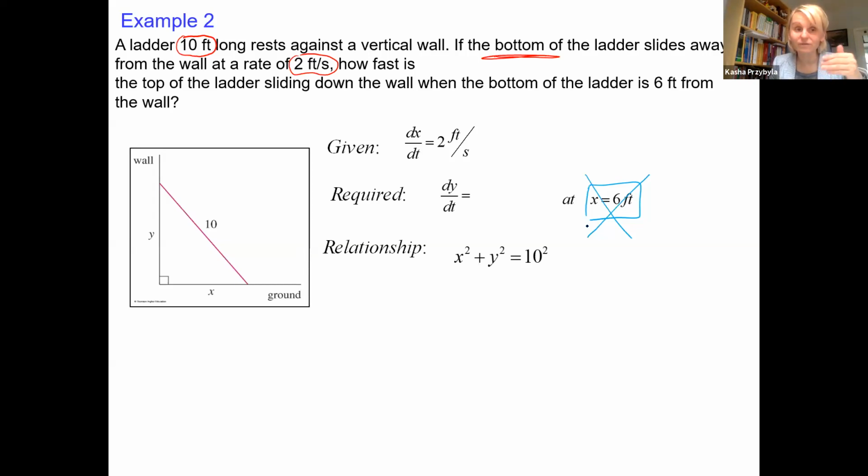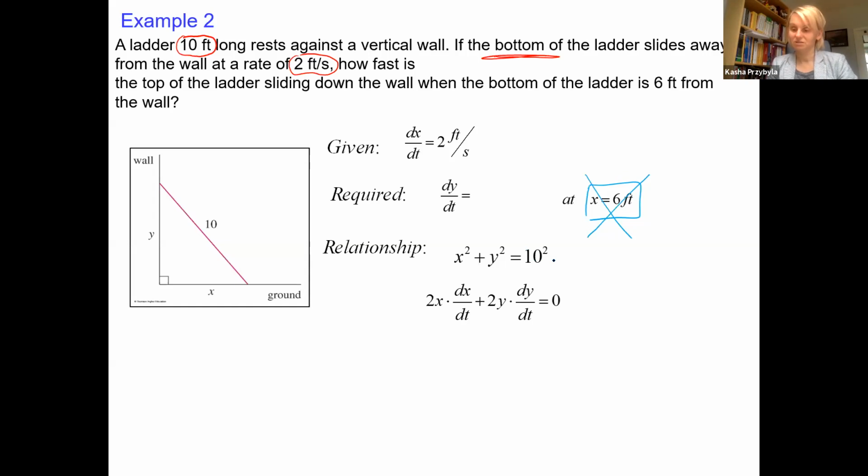Remember, x is another function. x is changing with respect to time. That means the derivative is 2x dx/dt. Really good. And respectively the same for y: y squared gives 2y dy/dt. And of course, 10 is constant, and the derivative of a constant is 0.